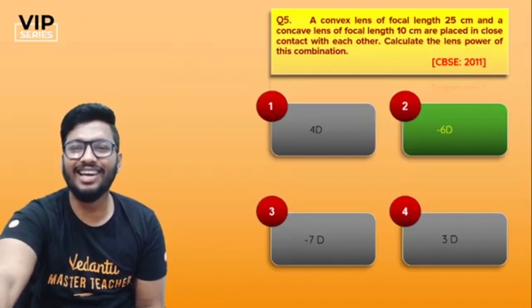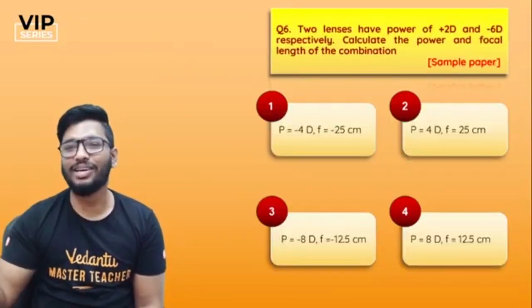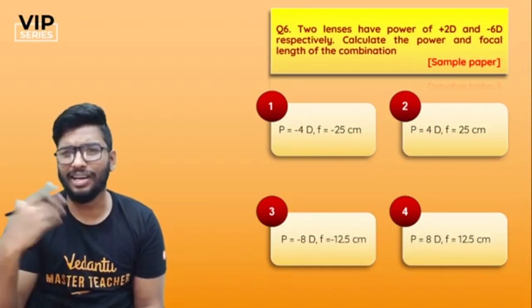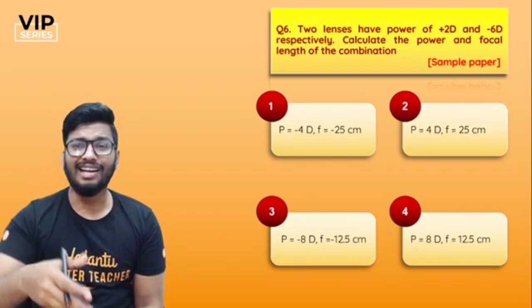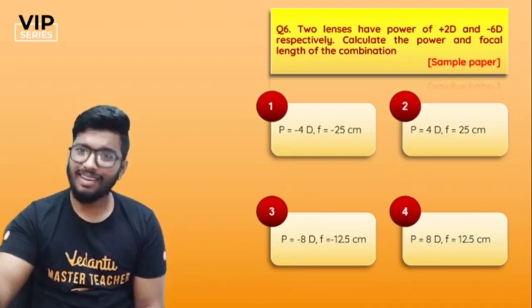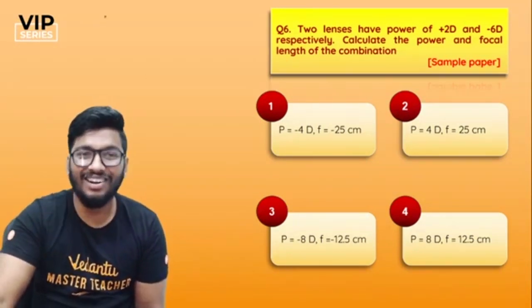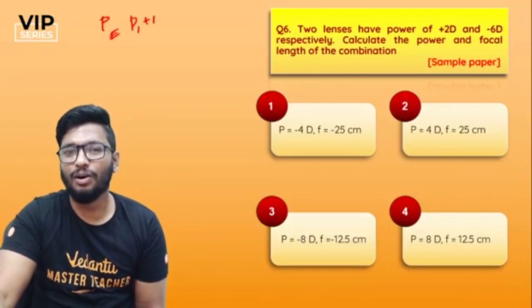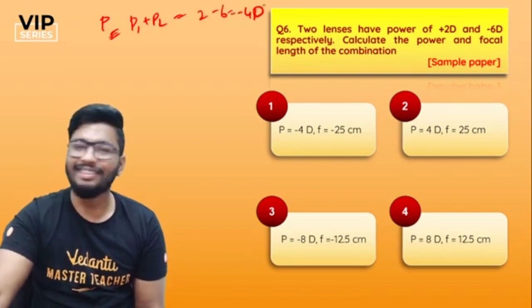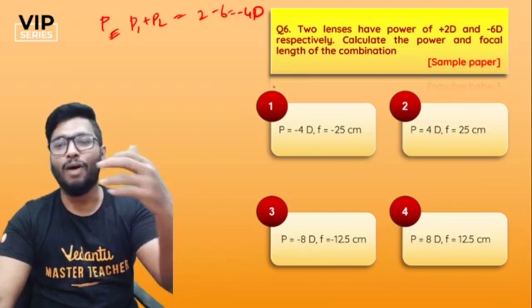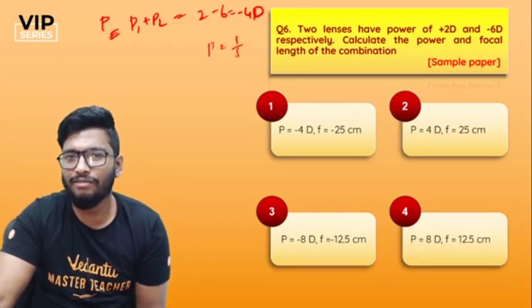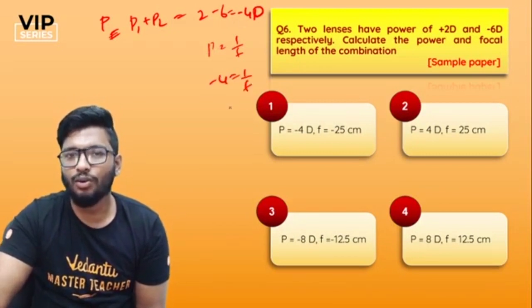Moving on to the next question, guys. Another easy peasy question from a sample paper. The question is, two lenses having power of plus 2 diopter and minus 6 diopter respectively. Calculate the power and focal length of this combination. All right, let's do this. P is equal to P1 plus P2. P1 is 2, P2 is minus 6, so that is minus 4D. That will be the power of the lens. What will be the focal length of the combination? Power is equal to 1 by F, so minus 4 is equal to 1 by F. So F is equal to what?